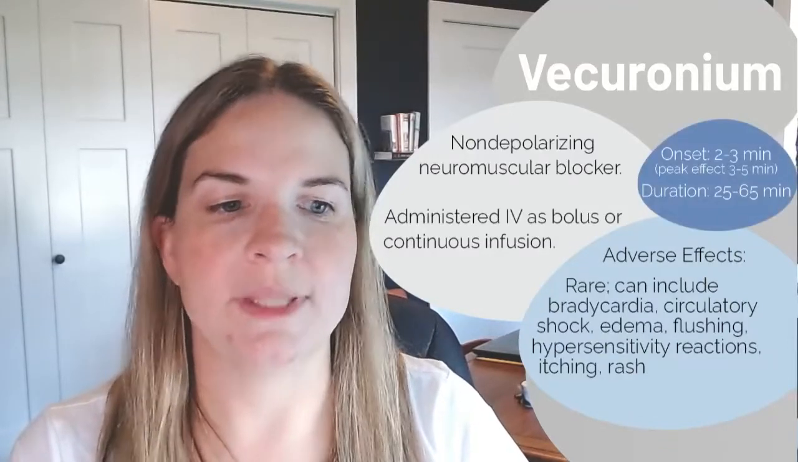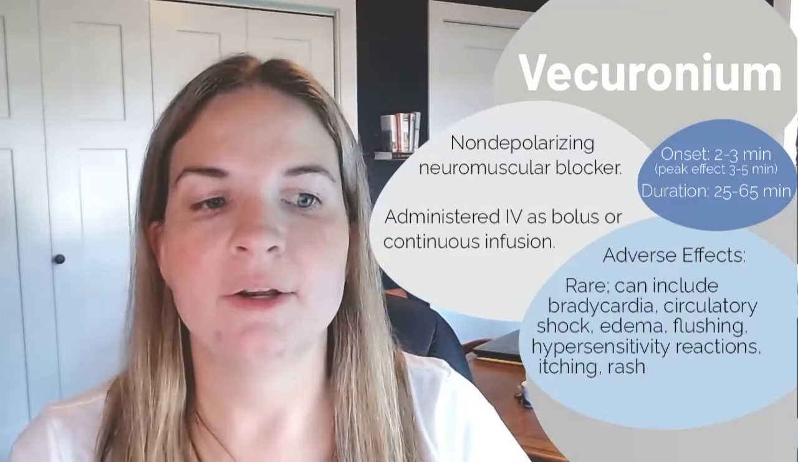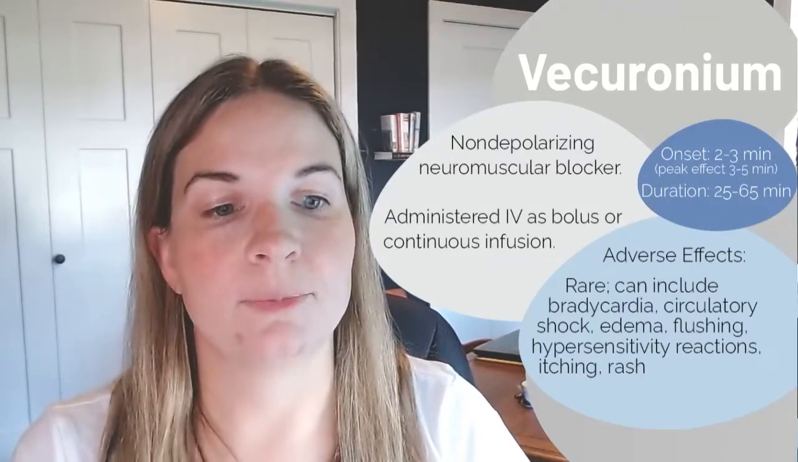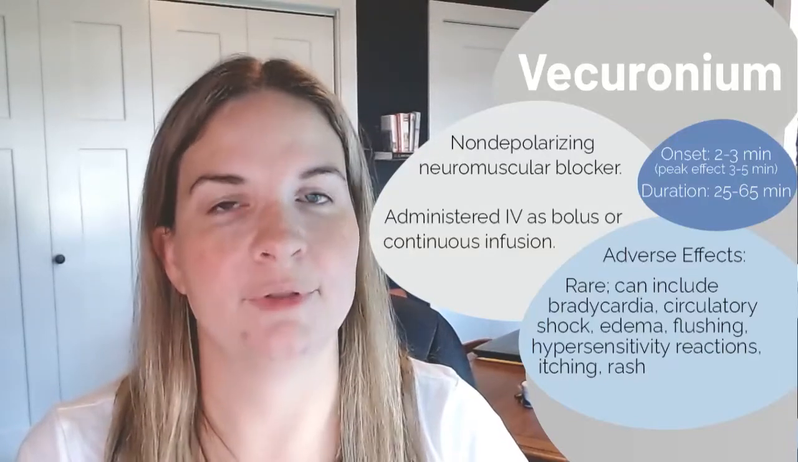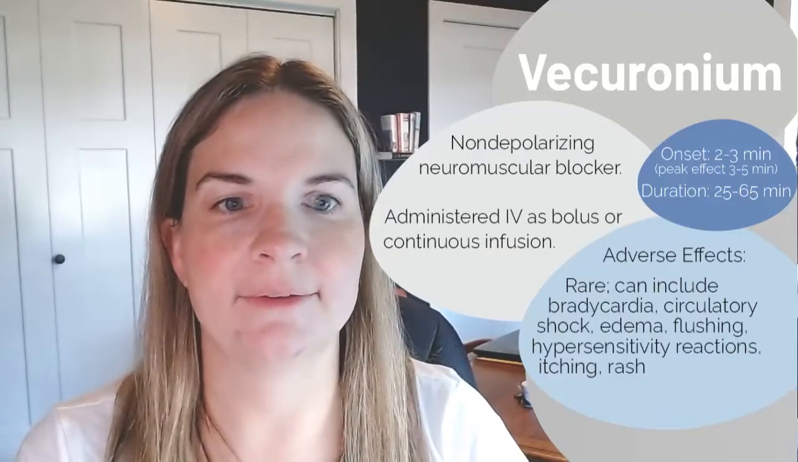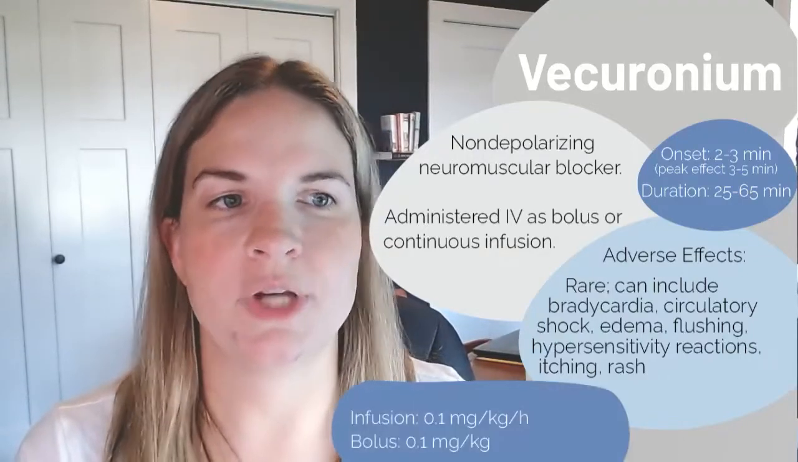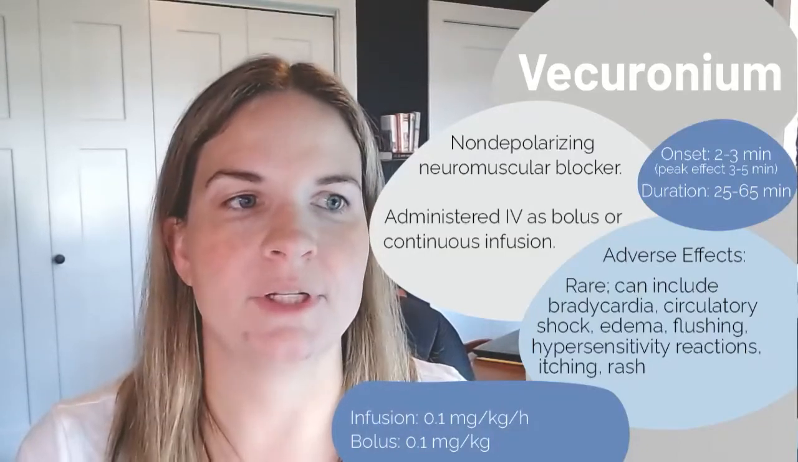Onset occurs within 2 to 3 minutes of administration, with peak effect in 3 to 5 minutes. Note that the effect is not immediate, so for procedures such as intubation, it's important to pause after administration to give time for the drug to take effect. The effects dissipate within 25 to 65 minutes. Continuous infusions are generally run at 0.1 milligrams per kilogram per hour. The bolus dose is 0.1 mg per kg.